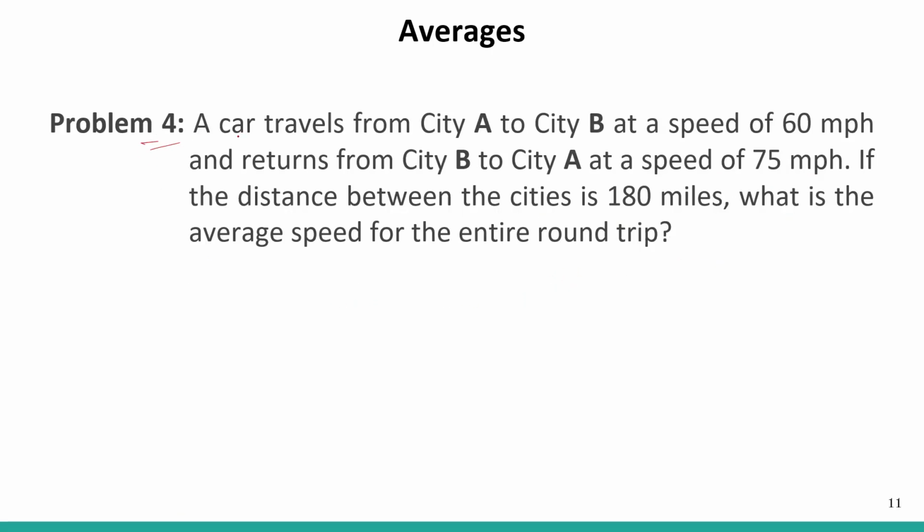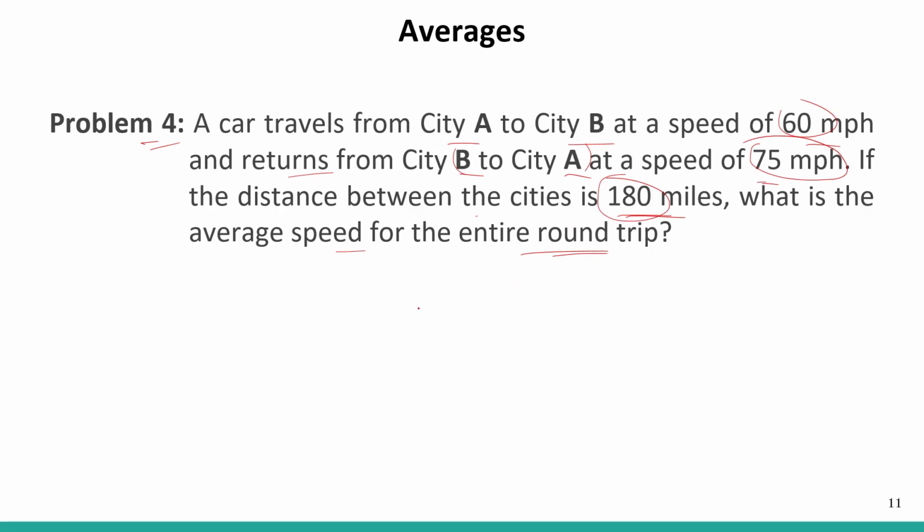So problem number 4. A car travels from city A to city B at a speed of 60 miles per hour and returns from city B to A at a speed of 75 miles per hour. So if the distance between the cities is 180 miles, what is the average speed of the entire round trip? So a car travels from city A to city B with this speed and returns from B to A with this. If the distance between the cities is 180 miles, then what is the average speed?